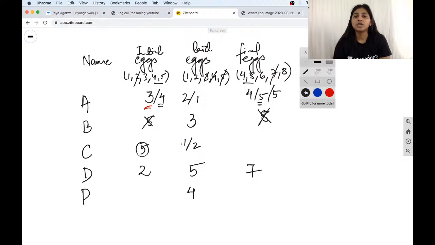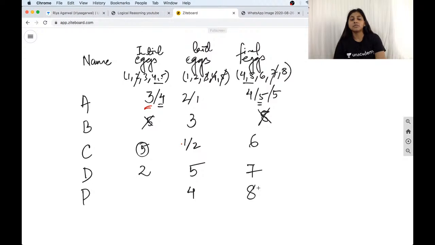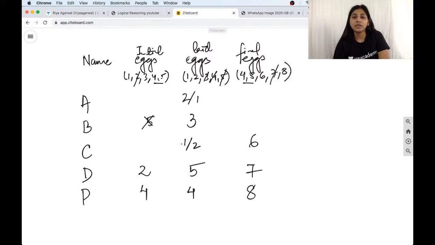Let's write it down. So the total for C has to be 6, and the total for this has to be either 4 or 5, and the total for this cannot be 8, which means this should be 8. So to make P as 8, we have to keep this as 4 also. And once we keep this as 4, now we can say a lot of things. Let's figure it out. ठीक है.